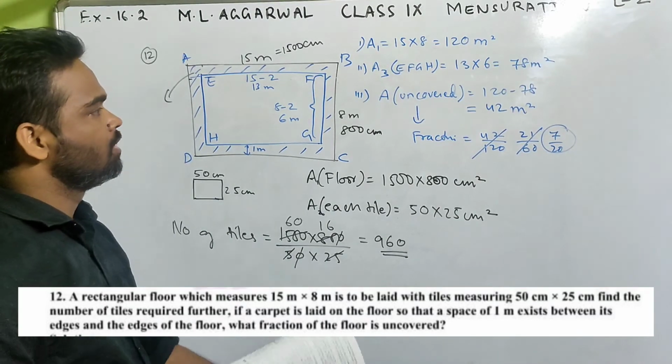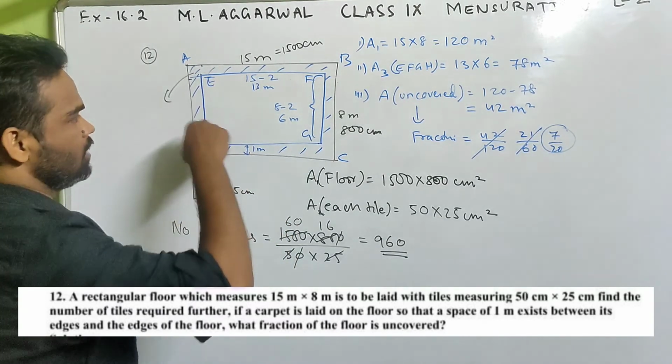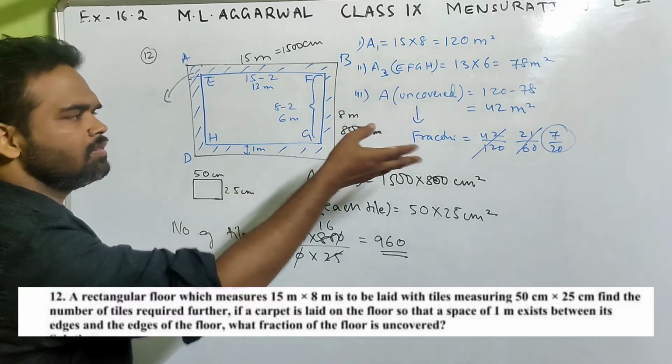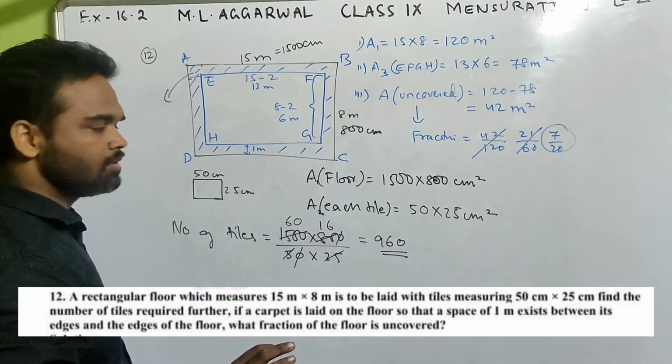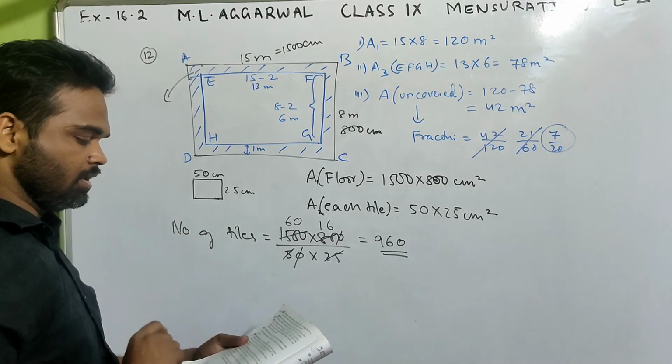Very easy. Find the area of the floor. Find the area of the inner rectangle. Subtract. You get the area of uncovered region. Then the fraction. Done. Now let us look at number 13.